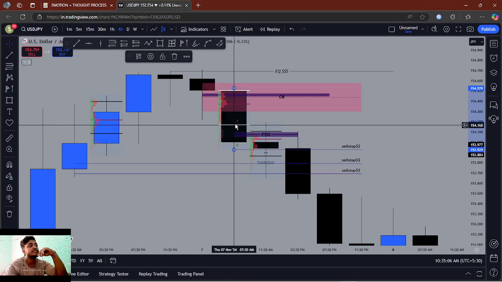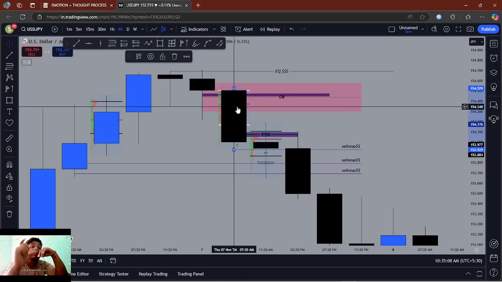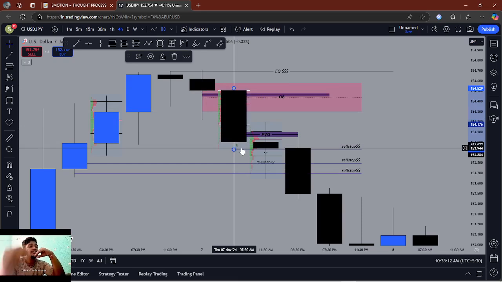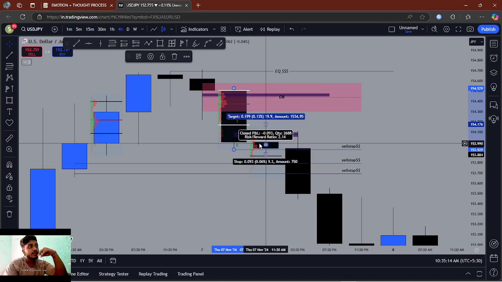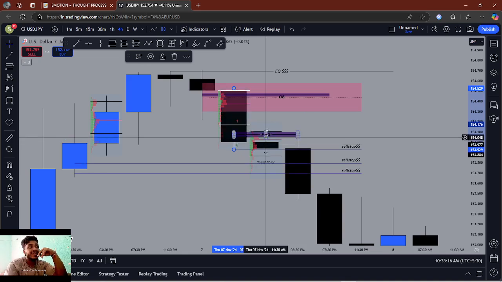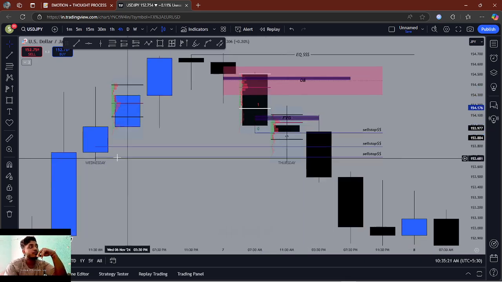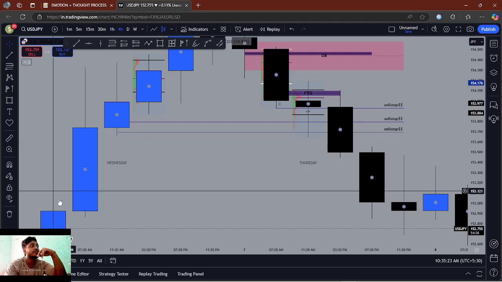So you can see these two white lines, these are giving me the fair value for this specific 4-hour range. So the candle opened, went into the fair value, and sold off towards this 4-hour time frame fair value gap.